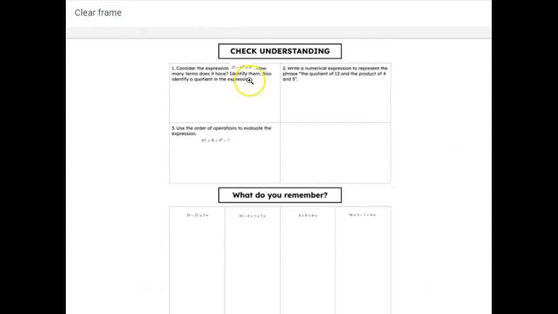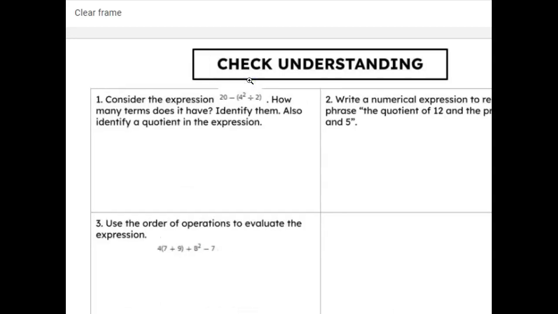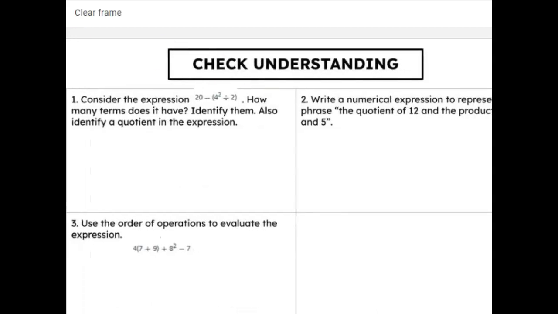Okay, we made it to check understanding. And I guess what do you remember is on this page. So let's see how it goes for us. Consider the expression 20 minus, and then in parentheses, 4 squared divided by 2, close parentheses. How many terms does it have? And remember, the word terms means the parts of an expression that are added or subtracted.